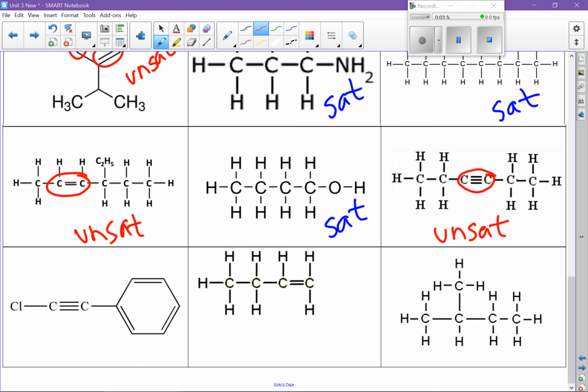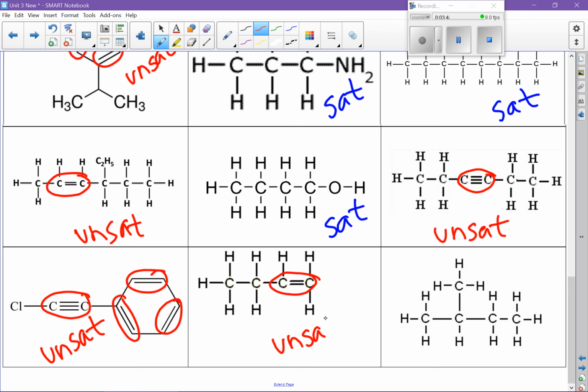Here I see a lot of things. Here's a triple bond, and over here I have several double bonds, so this example is unsaturated. Here's another double bond, which makes this example unsaturated. And in the last example, even though there's a lot of things going on, there's only single bonds, which makes it saturated.